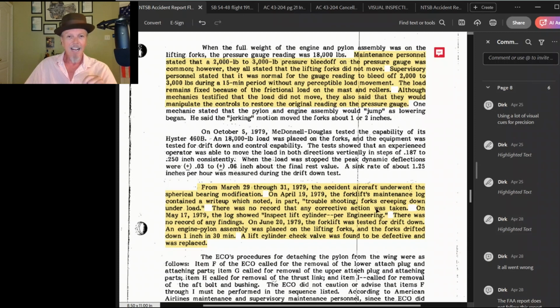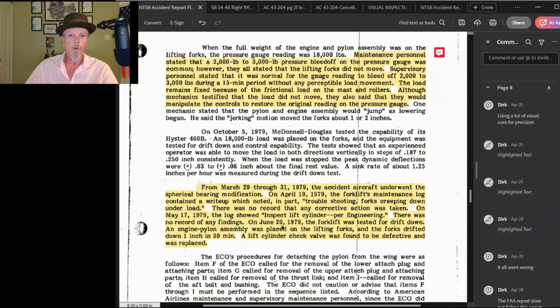From March 29th to 31st, 1979, the accident aircraft underwent the spherical bearing modification. On April 19th, 1979, the forklift's maintenance log contained a write-up which noted in part, troubleshooting forks creeping down under load. There was no record that a corrective action was taken. On May 17th, 1979, the log showed inspect lift cylinder per engineering. There was no record of any findings.